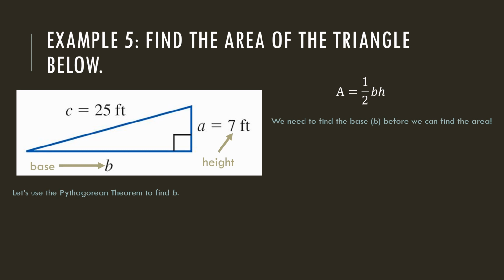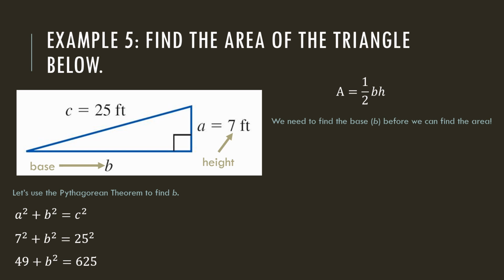Alright, so let's set up the Pythagorean theorem. It's a squared plus b squared equals c squared. Now I'm going to fill in what I know. I know that a is 7, and I know that c is 25. So a becomes 7, c becomes 25. B just stays b. So now we have 7 squared plus b squared equals 25 squared. What I'm going to do next is simplify my 7 squared and my 25 squared. You don't have to do this, but I think it makes it look a little bit easier if you do this first. So 7 squared is 49, and 25 squared is 625.